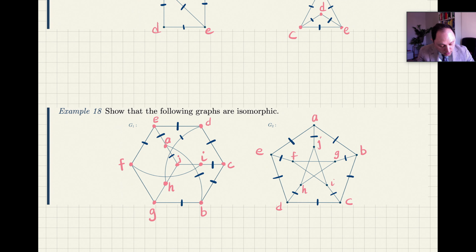And then we go inside the star. So F to G. F to G, yes. And then G to H, yes, and then H to J, yes, J to I, yes, and I to F is an arc, yes. Is there something left? No. Thank you very much. So we are done. So this shows that these two graphs are isomorphic.